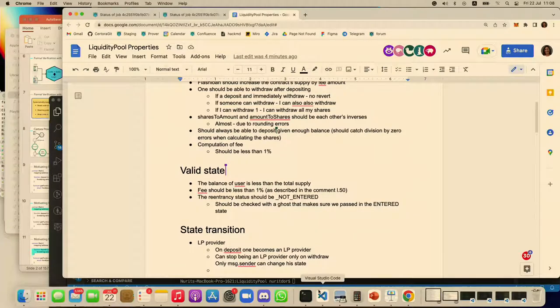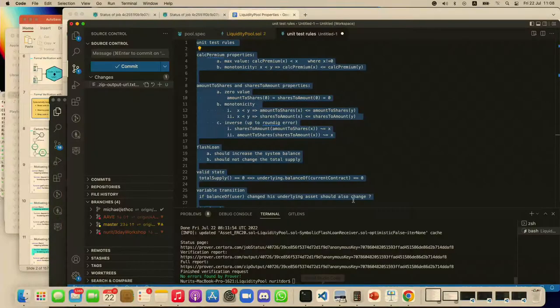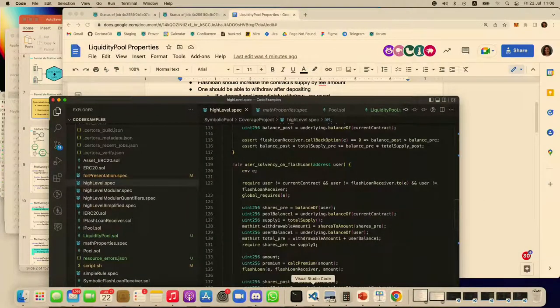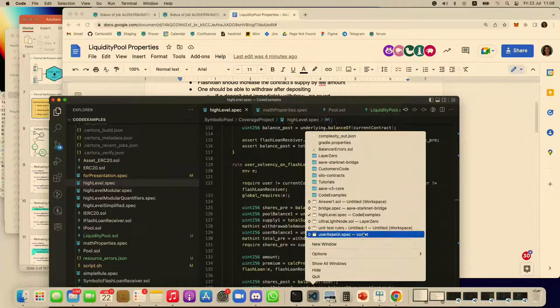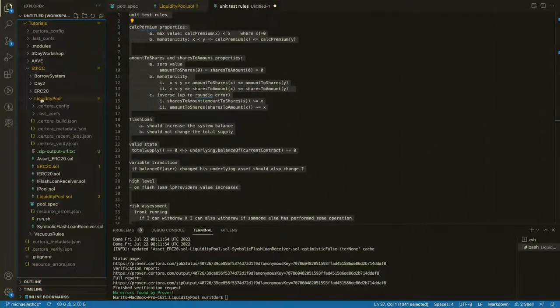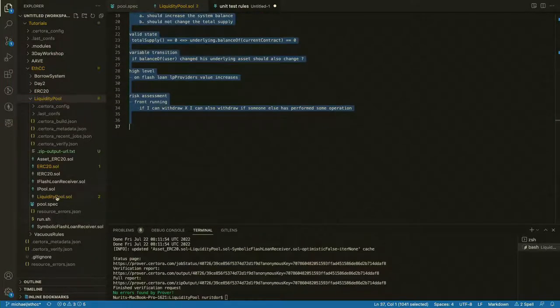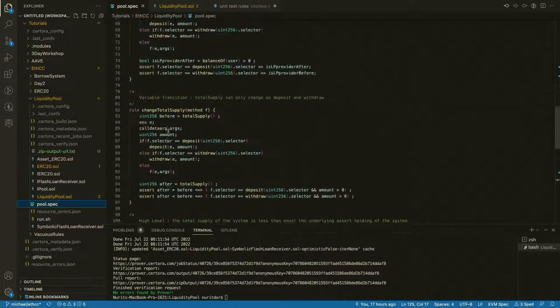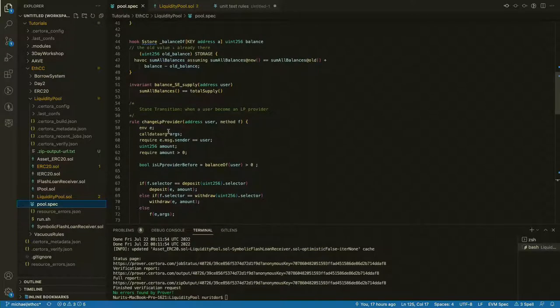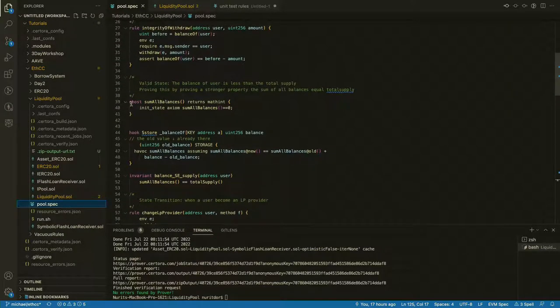Now we can actually start running rules and writing rules. So in the tutorial, we have the liquidity pool directory. We have here a beginning pool spec, a few of the rules that we have discussed during the defining the properties. There is an example of a ghost here, so we still haven't gone over this.